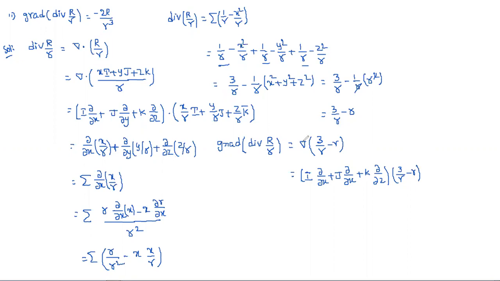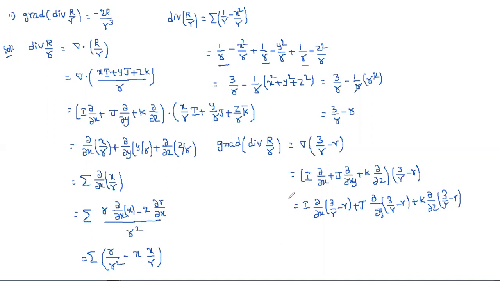Now you can multiply it in terms of the components. Then what will we get: i into ∂/∂x of 3 by r minus r, next plus j into ∂/∂y of 3 by r minus r, plus k into ∂/∂z of 3 by r minus r.